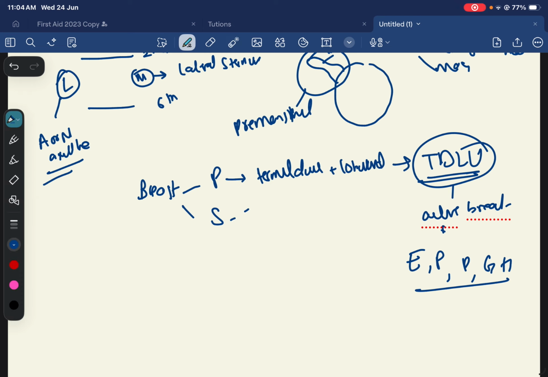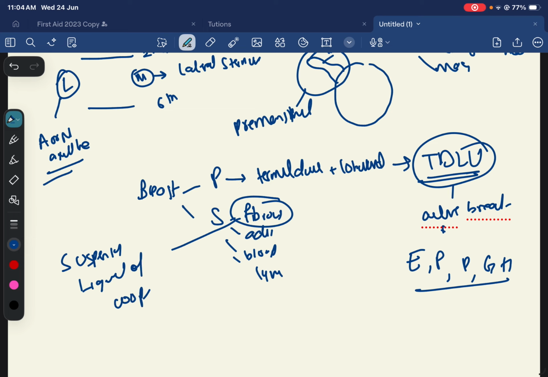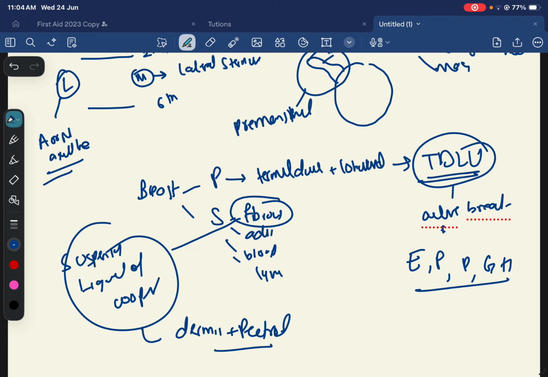Then about the supportive tissue, it has fibrous tissue, adipose tissue, blood vessels, and lymphatics. In fibrous tissue, we're talking about the suspensory ligament of Cooper, which is attached to the dermis of the breast and the pectoral fascia. It provides support to it.